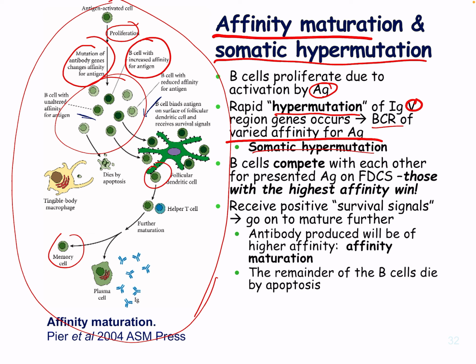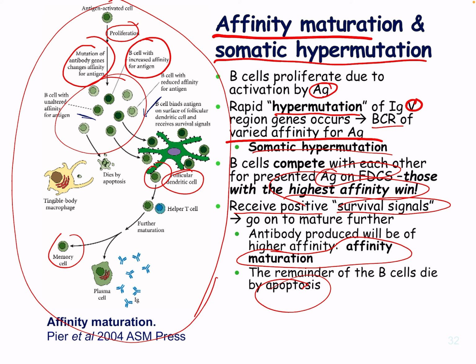So in somatic hypermutation, B cells compete with each other for presented antigens on follicular dendritic cells, which we'll discuss later. Here you can see that. Those with the highest affinity, like we said, win. So the winners receive positive signals or survival signals, while the others receive apoptotic signals, and then these go on to mature further. The antibody produced will be higher affinity, so this is our affinity maturation. And the remainder of the B cells die by apoptosis.